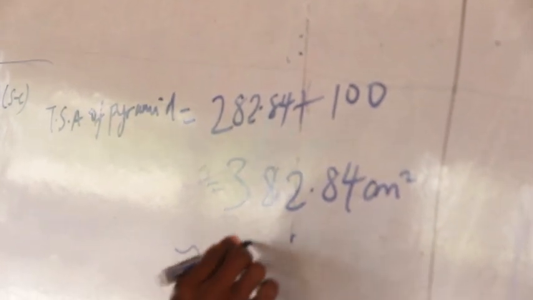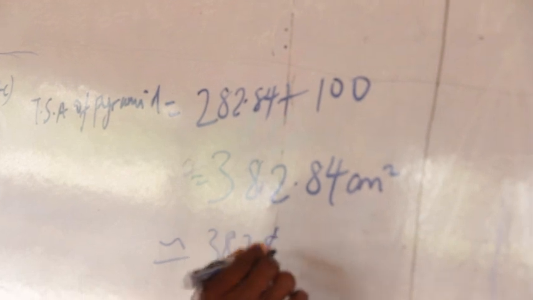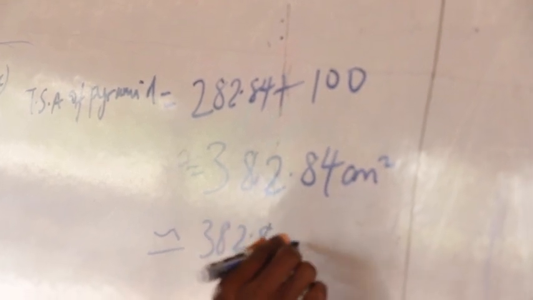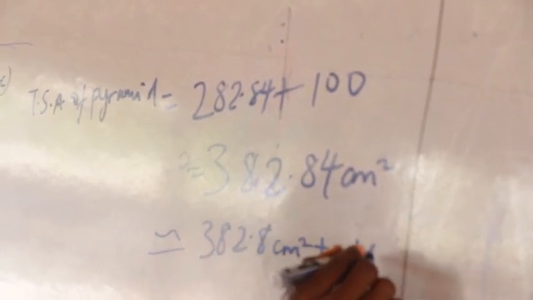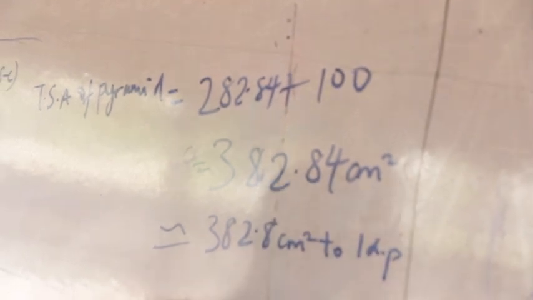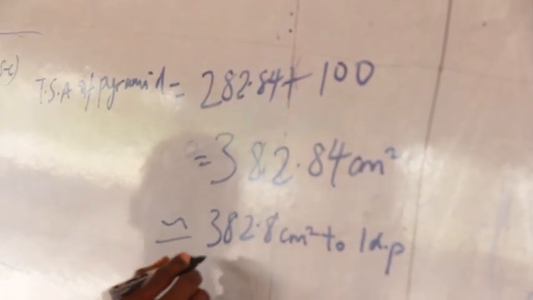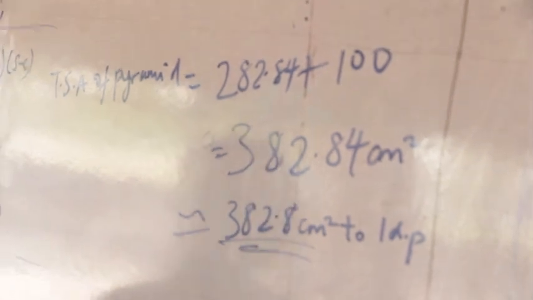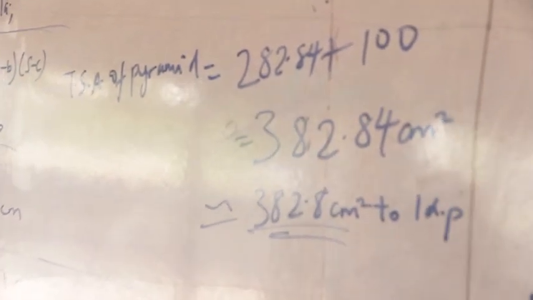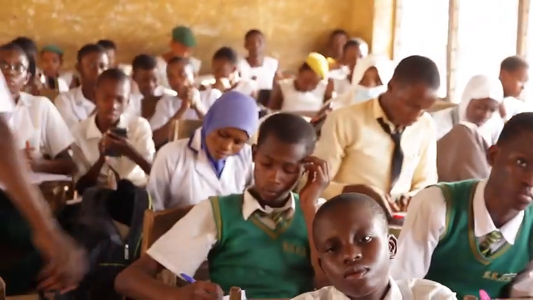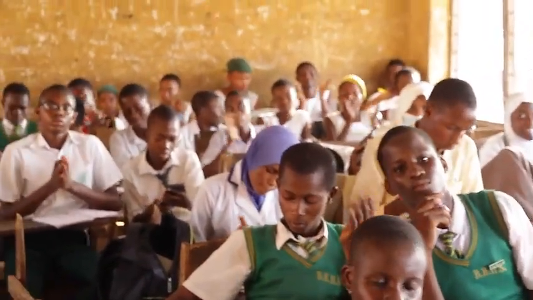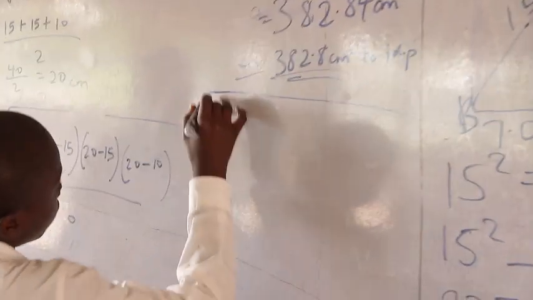Degree of accuracy. So 3 significant figures. Do you think that is the answer? 1 dp. Is it 1 dp? Yes. Okay. So if it is 1 dp, it's correct. Is that the answer? Yes. Please clap for him. Clap for him very well now. It's not easy. Do you think it is easy?